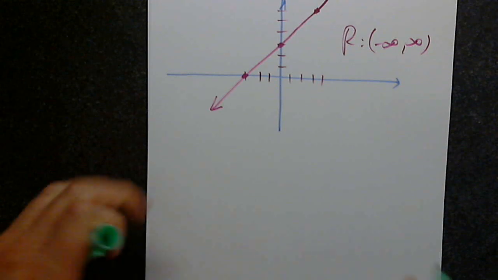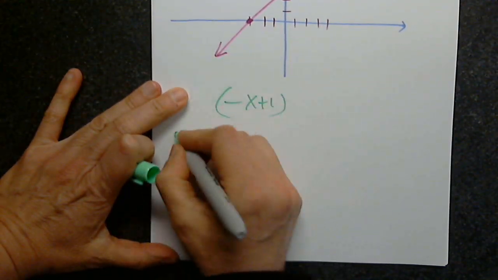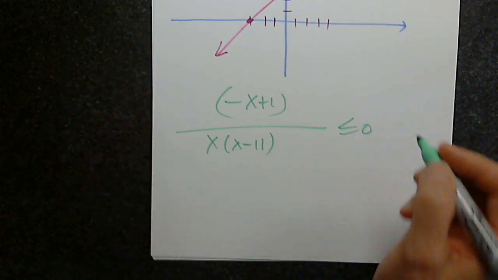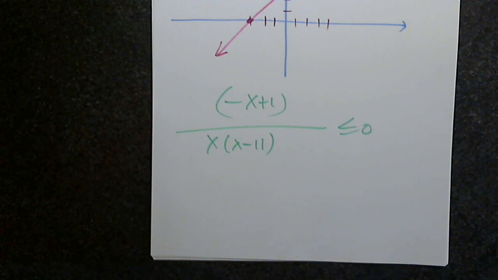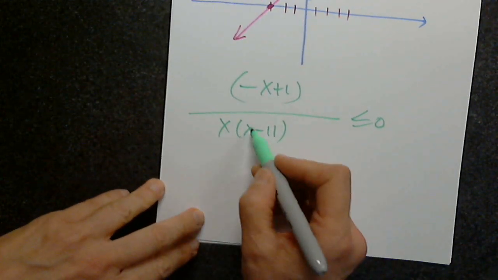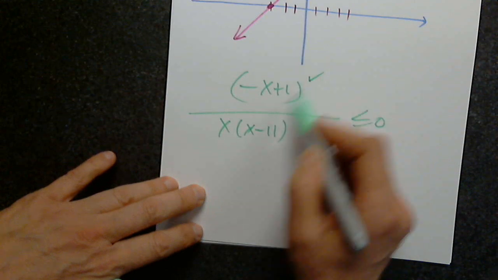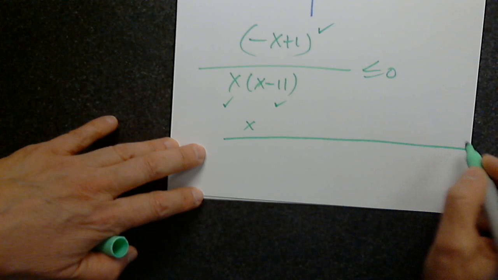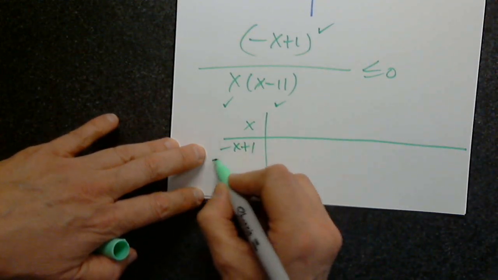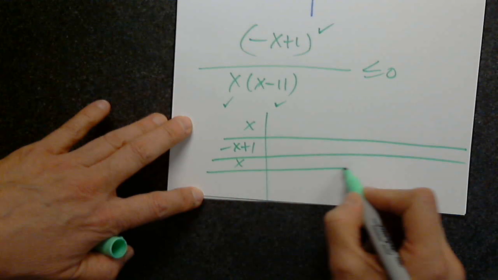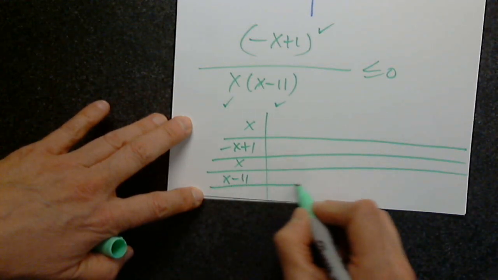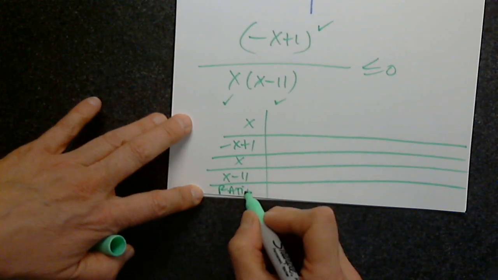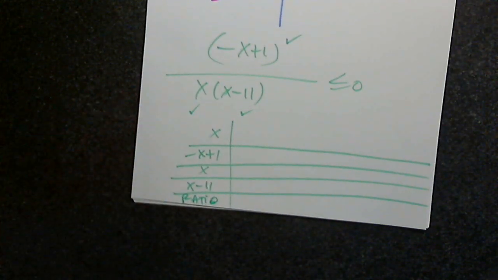First problem: negative x plus 1 over x times x minus 11 is less than or equal to 0. Luckily, this is all factored already. Factor, factor, factor. Having 3 factors, I have to present them in a table: negative x plus 1, x, x minus 11, and the ratio of the whole thing, because I ran out of room, like I always do.